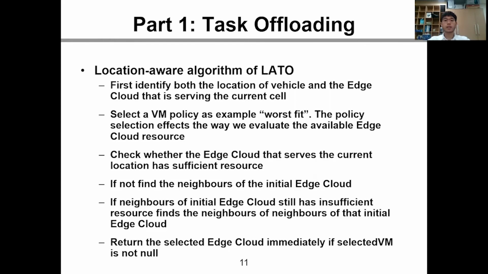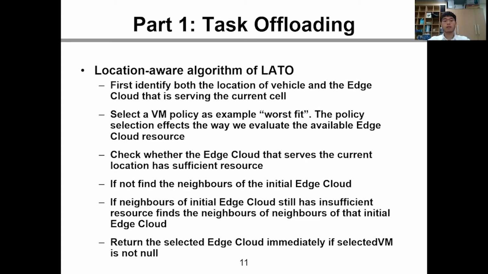Then we select a VM policy, for example, worst fit. The VM policy we selected will affect the way we evaluate the available edge cloud resource. Then we check whether the edge cloud that serves the current location has sufficient resource.